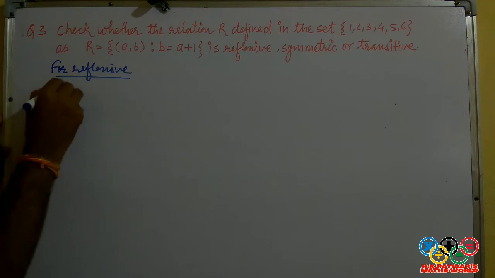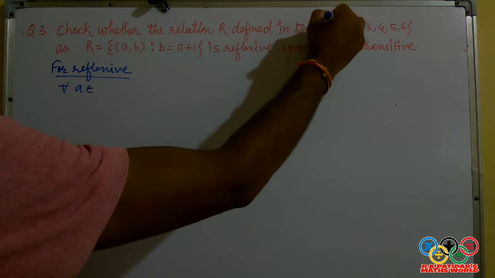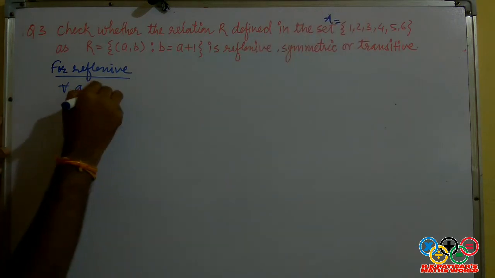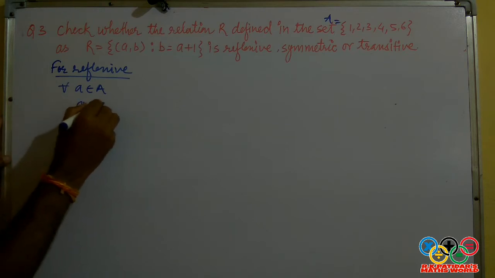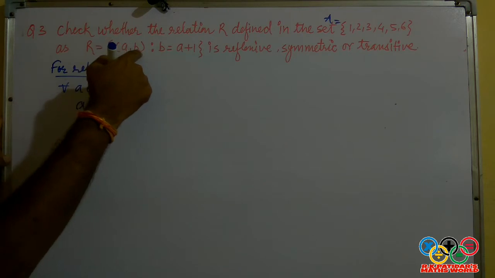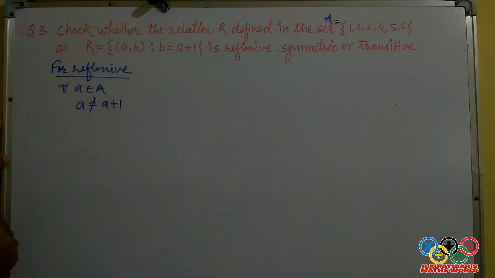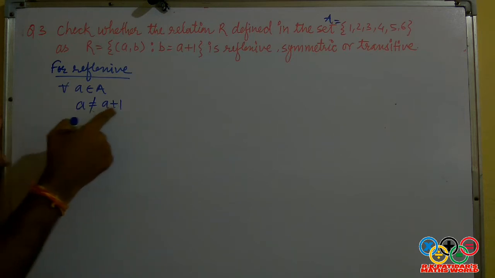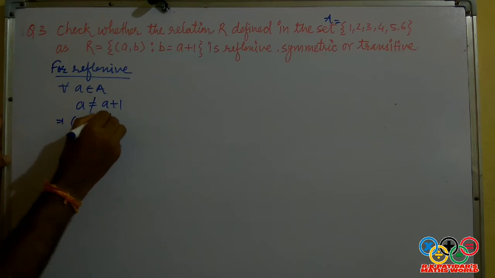See, for all A belongs to this set, suppose this set is equal to A. सारे एलिमेंट्स के लिए A is equal to A plus 1 होना चाहिए. अगर B को A से रिप्लेस कर दें तो A के लिए हम चेक कर रहे हैं तो A is equal to A plus 1 होना चाहिए. But it is not. A is not equal to A plus 1. This implies what? (A, A) does not belong to R.